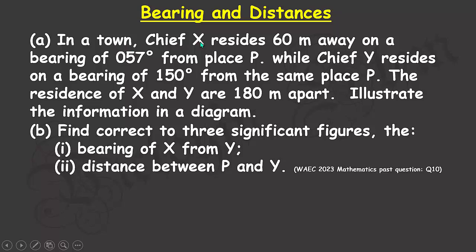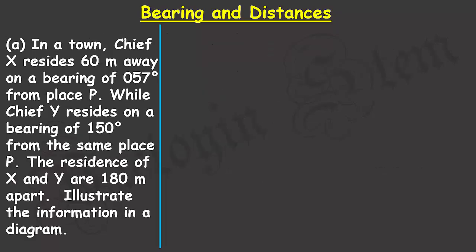In a town, Chief X resides 60 meters away on a bearing of 57 degrees from place P, while Chief Y resides on a bearing of 150 degrees from the same place P. The residents of X and Y are 180 meters apart. Illustrate the information in a diagram. Find, correct to three significant figures, the bearing of X from Y, and the distance between P and Y. This is a question from the West African Examination Council 2023 Mathematics past question. To solve this problem, I'll take it bit by bit.